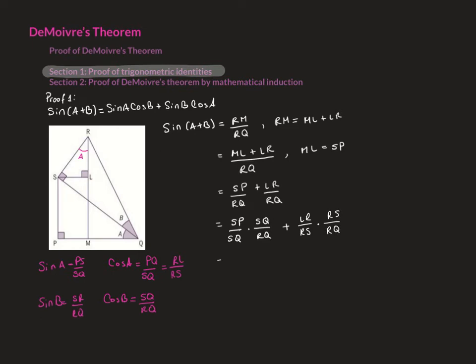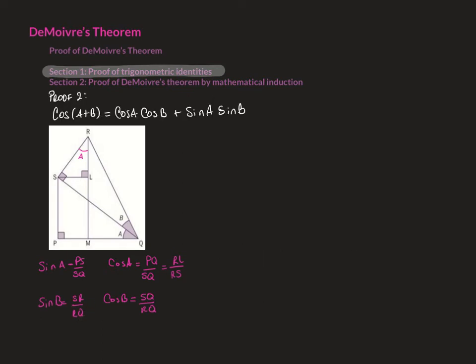So this is going to be SP over SQ, that is sine of A. SQ over RQ is cosine of B, plus LR over RS is cosine of A, and RS over RQ is sine of B.